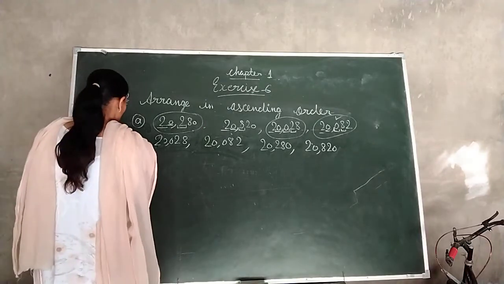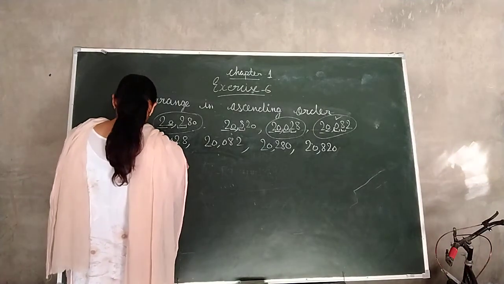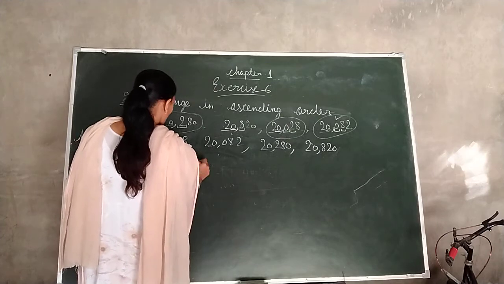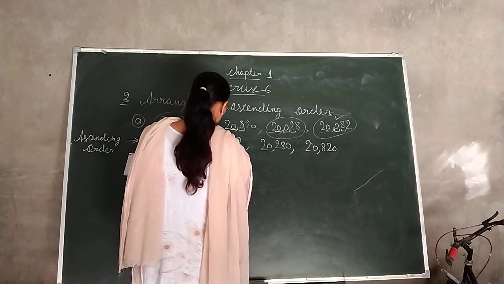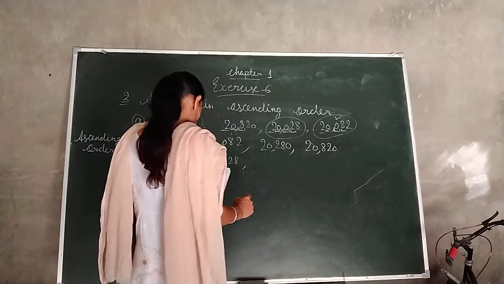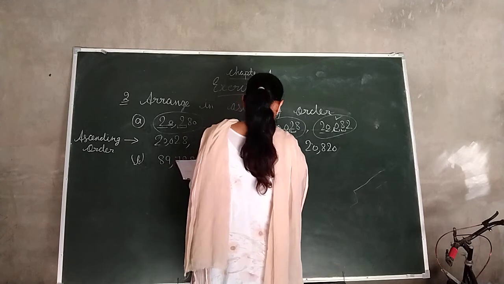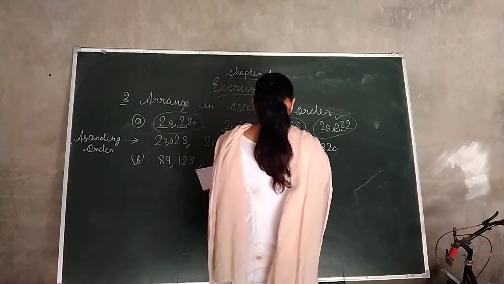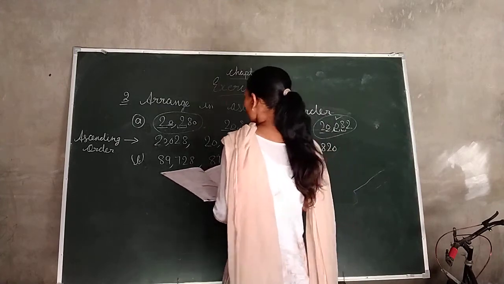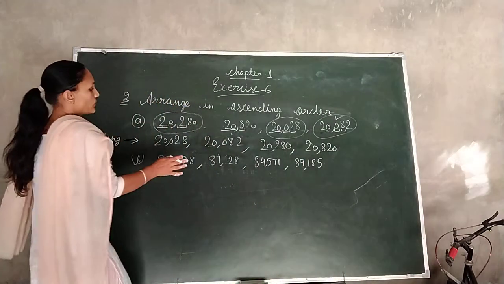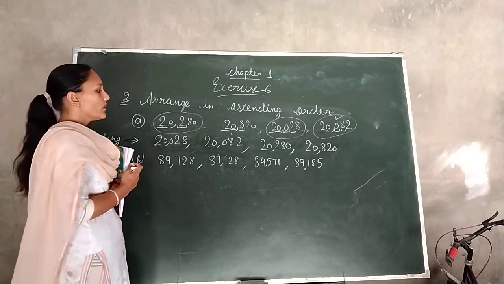Next B part, 89,728, 87,128, 84,571, 89,185. So we have given 4 numbers and we have to arrange these numbers in ascending order.